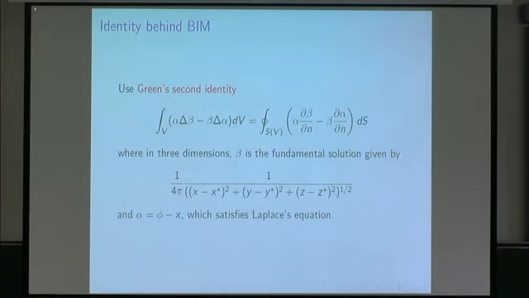Okay, so the identity behind the boundary integral method is using Green's second identity to rewrite your integral, and so you make use of the fundamental solution, which satisfies Laplace's equation. So that's the identity behind the boundary integral method.